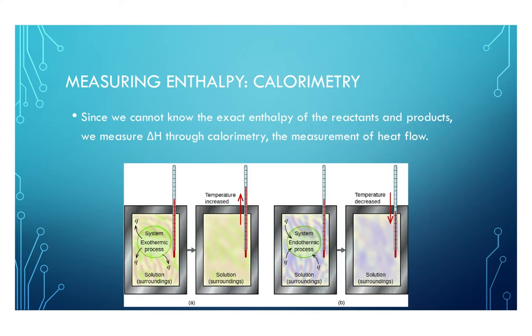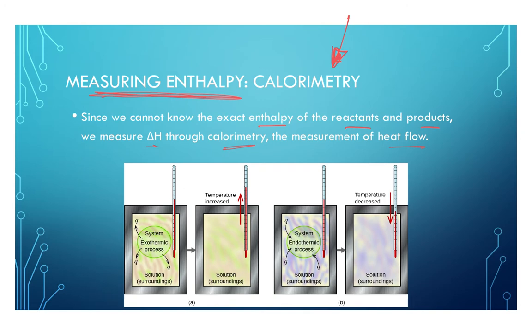All right. So the enthalpy of a reaction is what we've been talking about the last few days, right? What are the energetics of a reaction? And when we talk about energetics of reaction, we always want a way of measuring different quantities in the lab. And the way that we measure enthalpy is using a process called calorimetry, okay? We can't know the exact enthalpy of the reactants and products, right? We don't know the actual internal energies of different things, but what we can measure is changes in enthalpy through calorimetry, the measurement of heat flow.